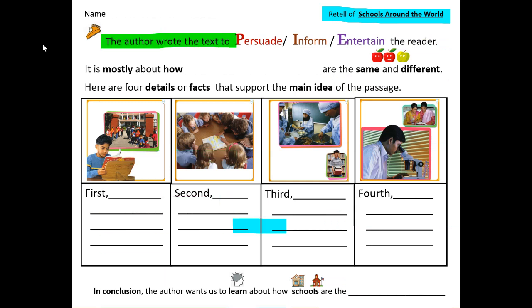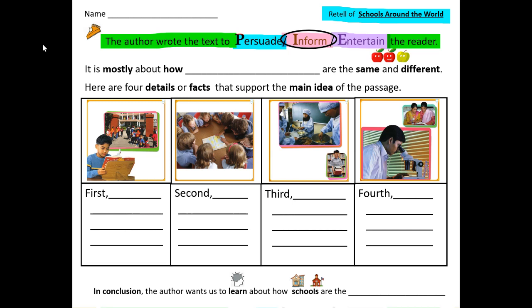So the author wrote the text to either persuade, P, inform, I, or entertain, E, the reader. So why did the author write the text? Did the author write the text to persuade the reader of a certain point of view, to inform the reader about schools around the world, or to entertain the reader about a silly story about a school? Well, the author wrote the text to inform the reader, to give us information.